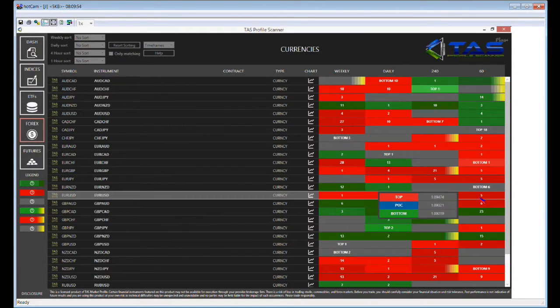And remember, on the scanner, as the cells get deeper red, that's the farther you are away from the profile itself. So the lighter green is closer to the profile. As you can see, 1 there. 1 means that it's the first bar breaching.